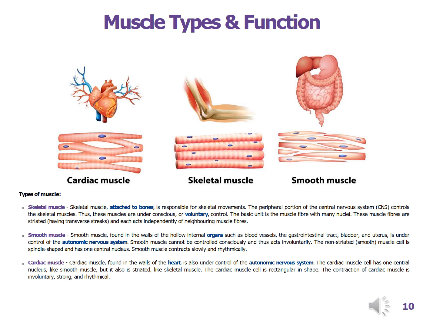Cardiac muscle, found in the walls of the heart, is also under control of the autonomic nervous system. The cardiac muscle cell has one central nucleus like smooth muscle, but it also is striated like skeletal muscle. The cardiac muscle cell is rectangular in shape. The contraction of cardiac muscle is involuntary, strong, and rhythmical.